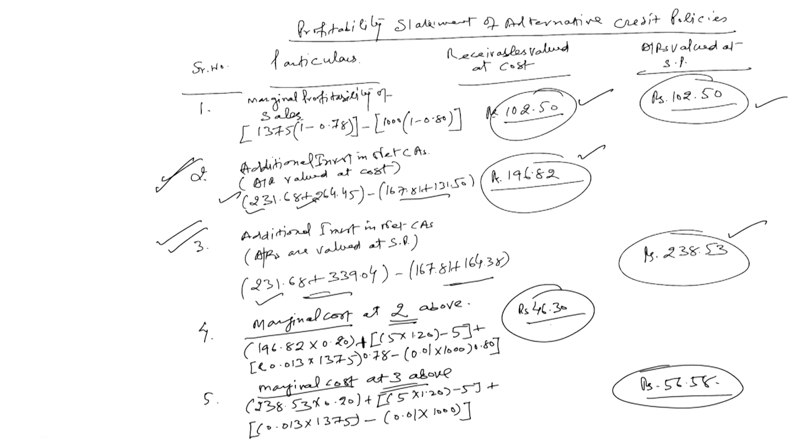Again, in this case also there is a sufficient difference between the marginal profitability and the marginal cost, which is 56.58. Marginal profitability, which is 102.50 crore, is almost double the marginal cost. So, in this case also the answer is yes. In both the cases, whether we value the receivables at cost or at selling price, for the sake of working out the additional investment in the accounts receivables plus additional investment in all the other current assets than the receivables.